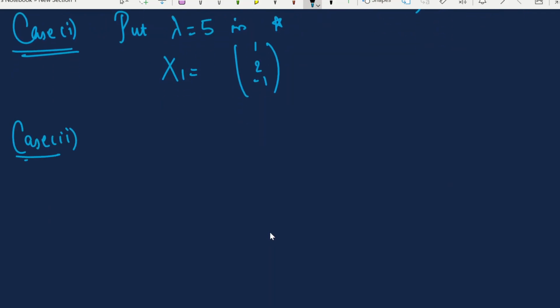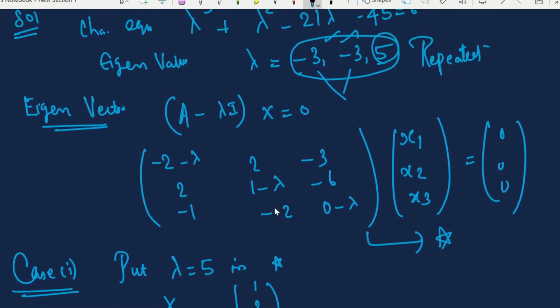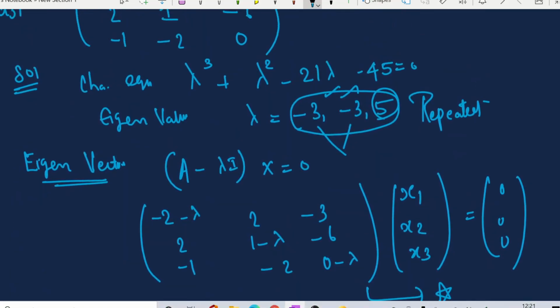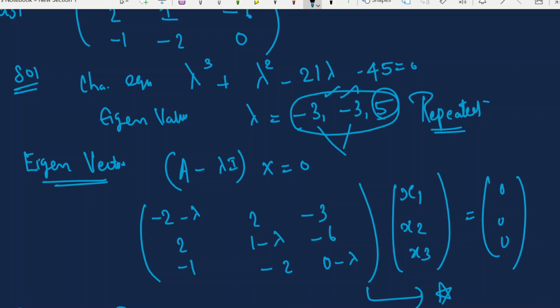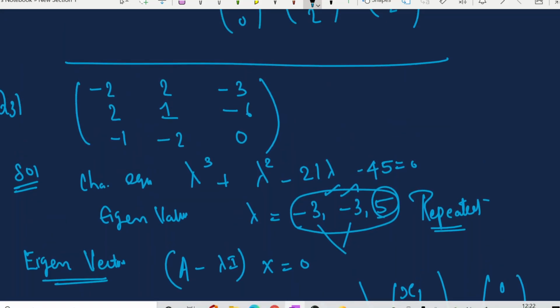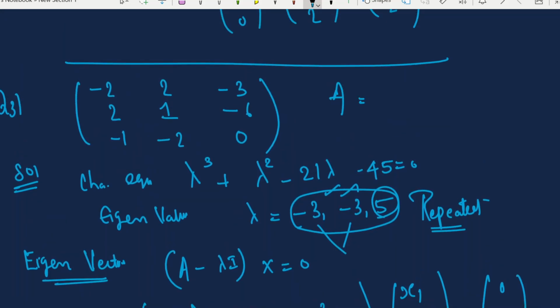Case 2. Put lambda is equal to minus 3. And one more thing, before finding the eigenvector, ensure whether your matrix is symmetric or not. Symmetric matrix means A equals A transpose. So this is not a symmetric matrix. Directly you can check this. Except diagonal entries, these two entries should coincide.